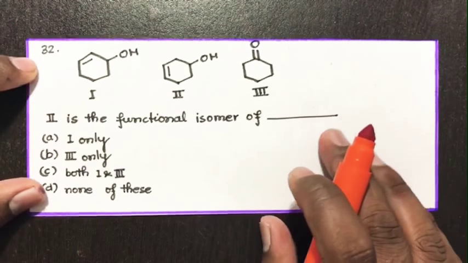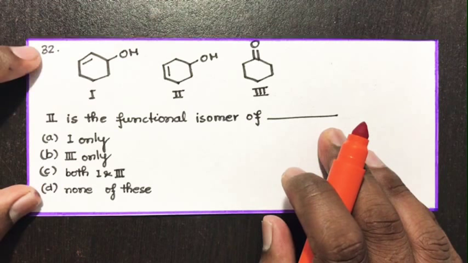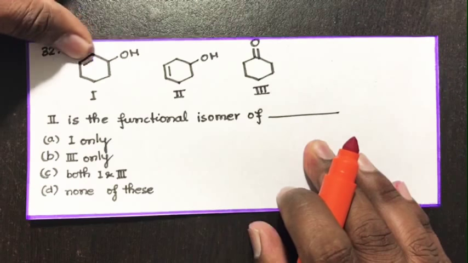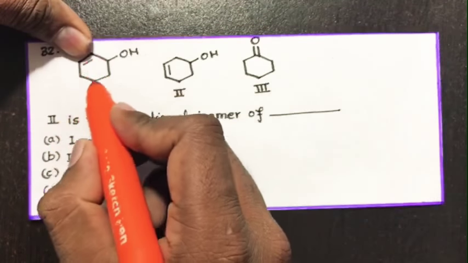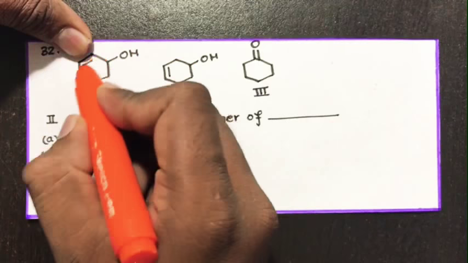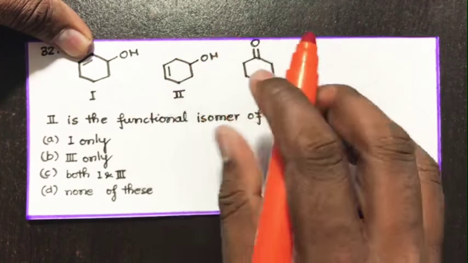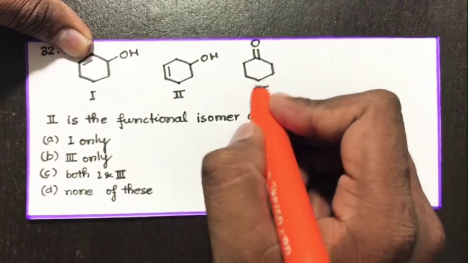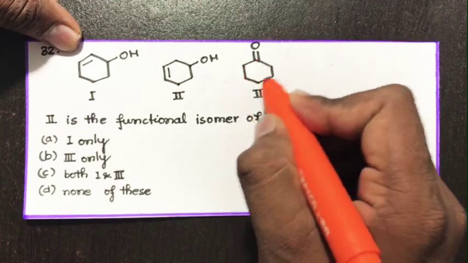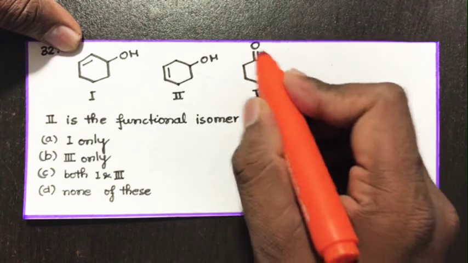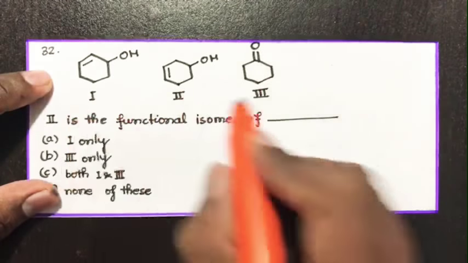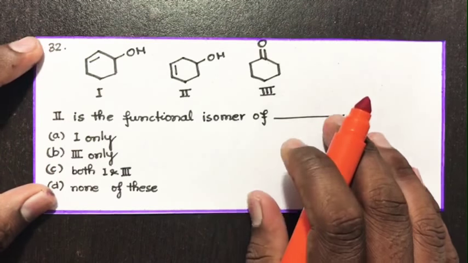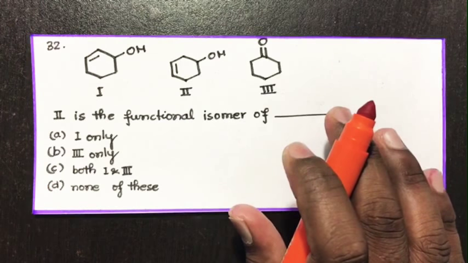Coming to question number 32, we need to find the functional isomer of 2, so let's see the three structures here. In the first case, they have the same number of carbon atoms and 1 pi bond, so the DU will be same in 1 and 2, so the molecular formula of 1 and 2 will be same. Similarly, here there are 6 carbon atoms and 1 pi bond, again the molecular formula will be same. So in fact 1, 2, 3 all are related as isomers of each other. Now we have to select which type of isomers are present between them.